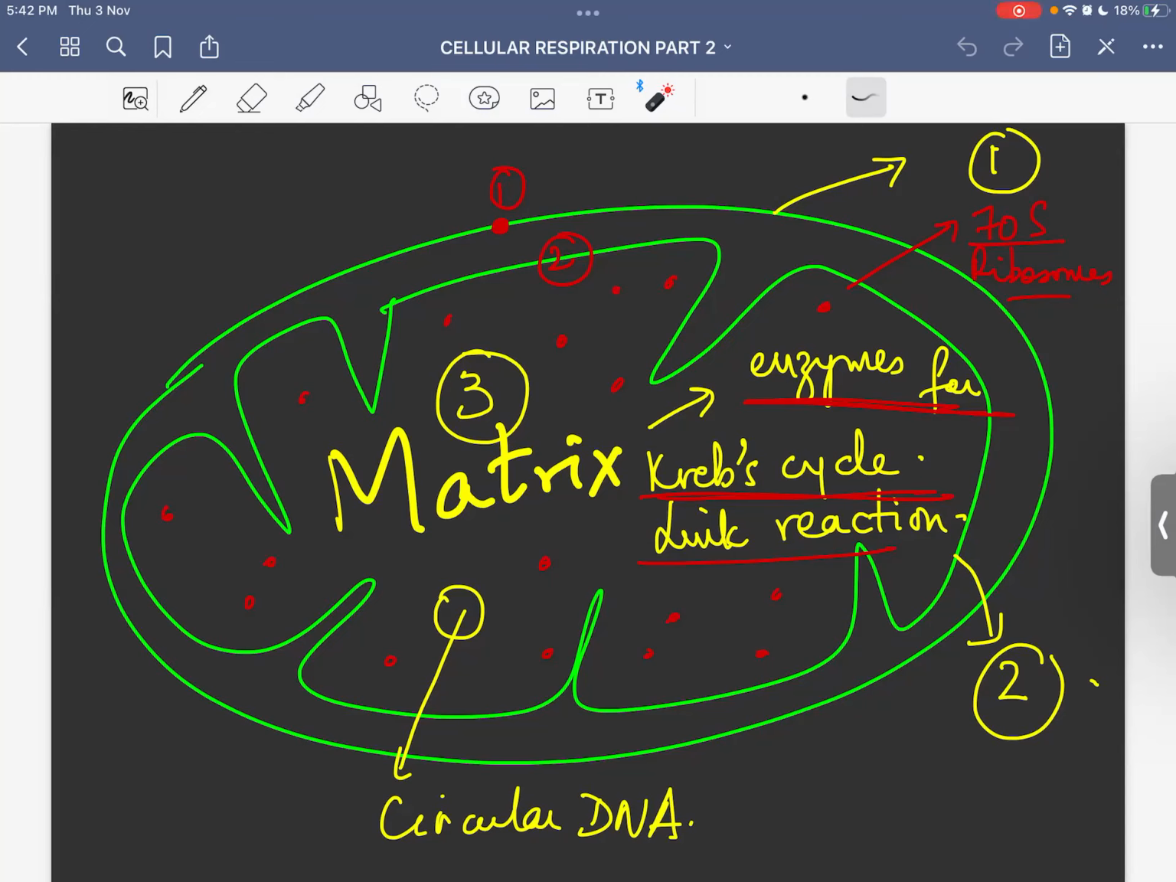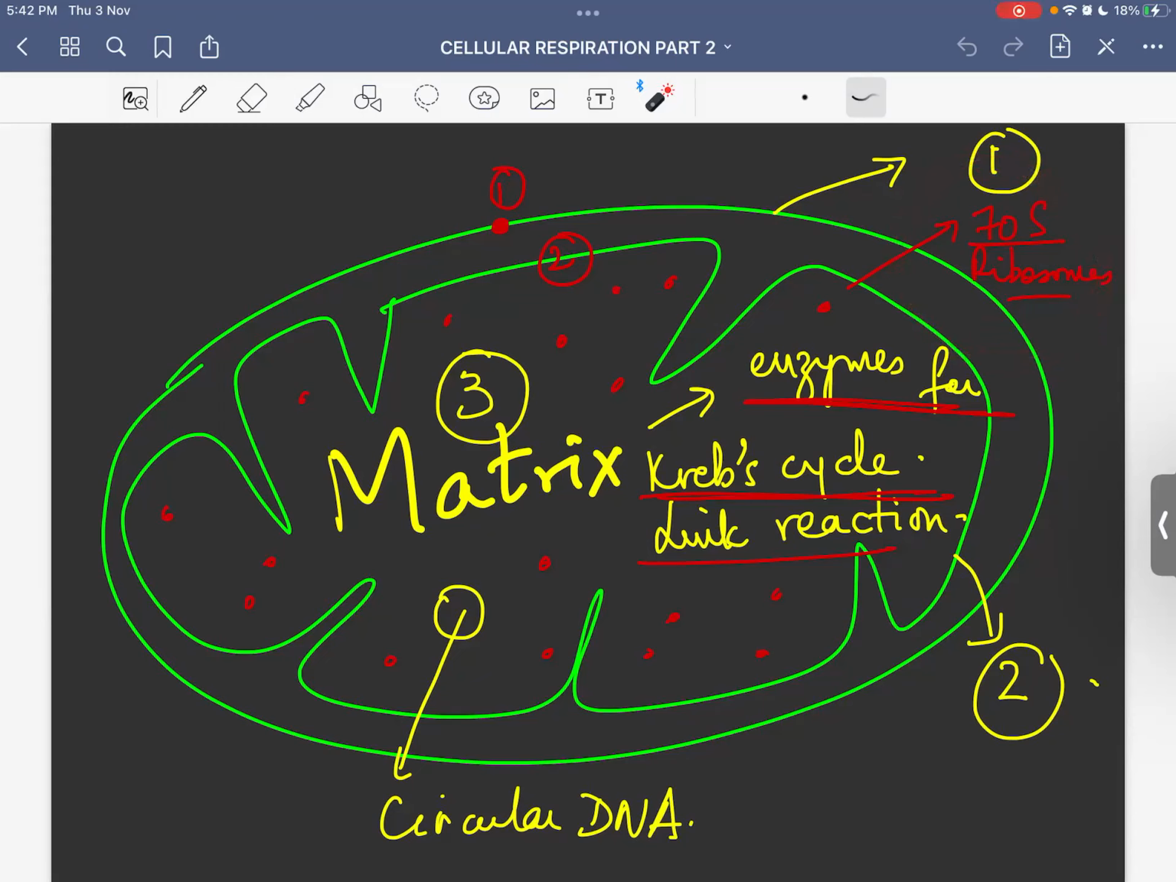Achha, okay. Do chemical reactions happen in... Are chemical reactions happening inside the mitochondria? Yeah. So do chemical reactions need enzymes? Yeah. And are enzymes proteins? Yes. So hence the need for ribosomes.